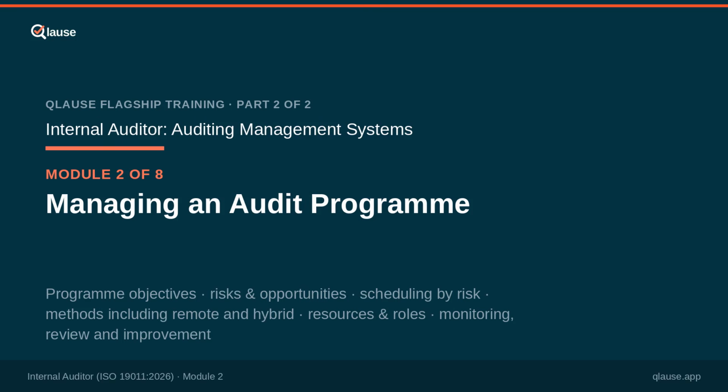Welcome to Module 2 of the Qlause Internal Auditor course. Module 1 gave you the foundations: what an audit is, the three types, the vocabulary, and the principles. This module lifts you one level up to the thing that commissions audits in the first place, the audit program, covered by Clause 5 of ISO 19011.